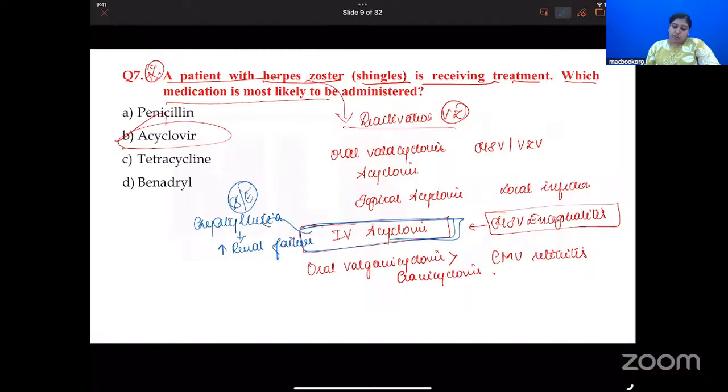And if you talk about your ganciclovir and valganciclovir, what is the important side effect? The important side effect you people have to remember is that these patients will go for bone marrow suppression. Right? So other drugs are distractors, so they are not the answer. So these are all the important exam pointers which you have to definitely remember.